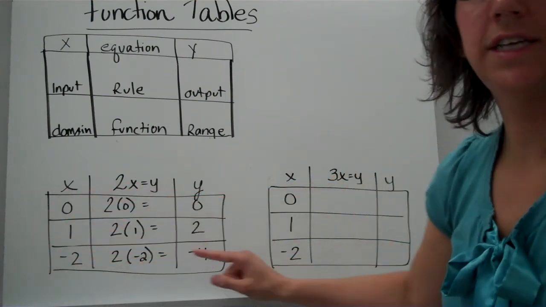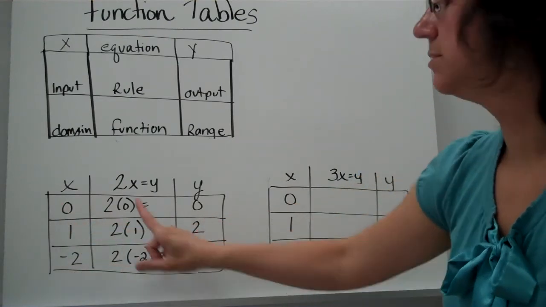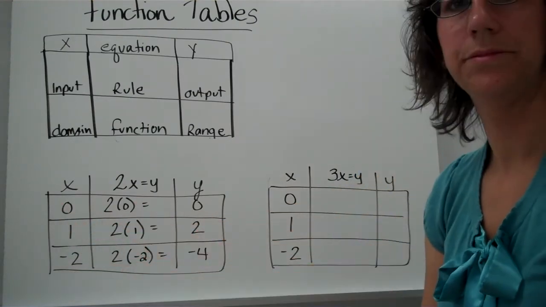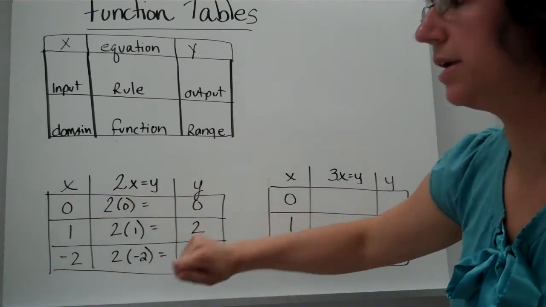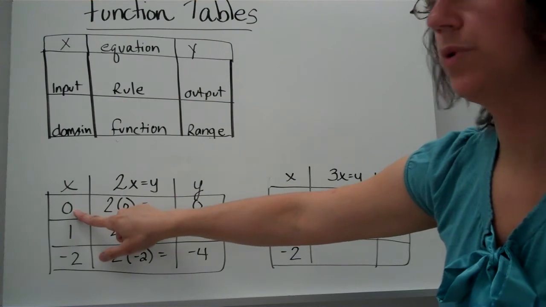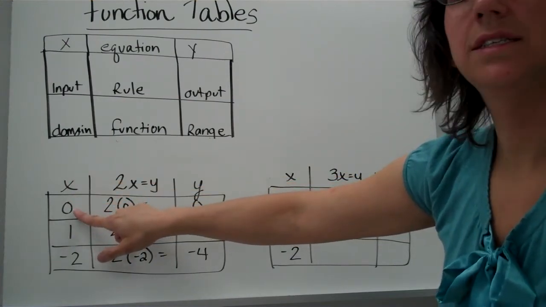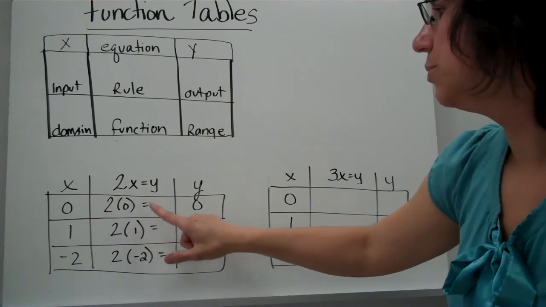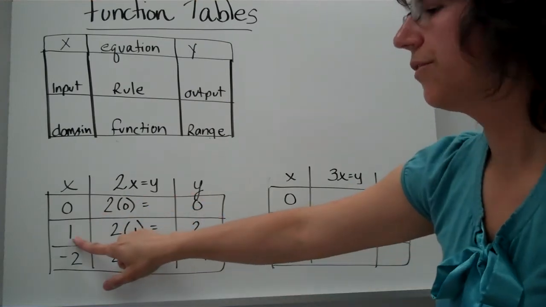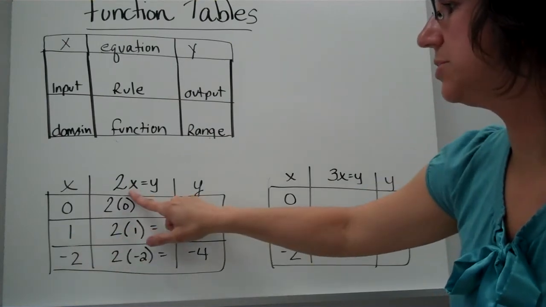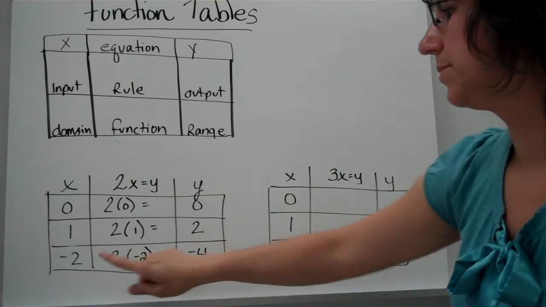Here you have a function table. You can see the input values, the output values, and the rules. So here is our equation, 2x equals y, and our input value is 0. So what you would do is, everywhere you see an x, you would take that x out and substitute in a 0. So 2 times 0 will give you what? It gives you 0. So that's your output value. For 1, 1 is going to be substituted in for the x. 2 times 1 equals 2.